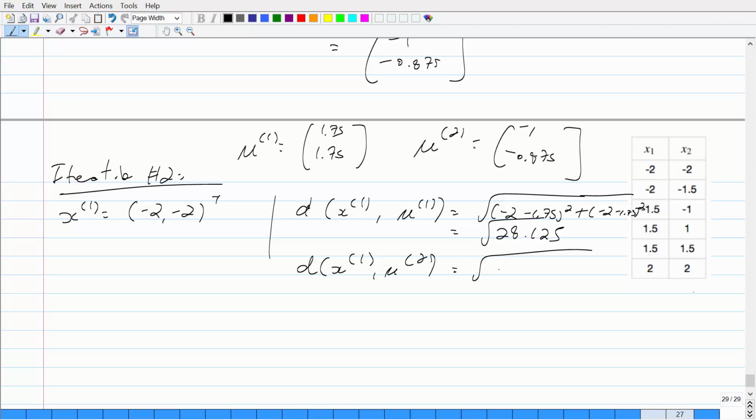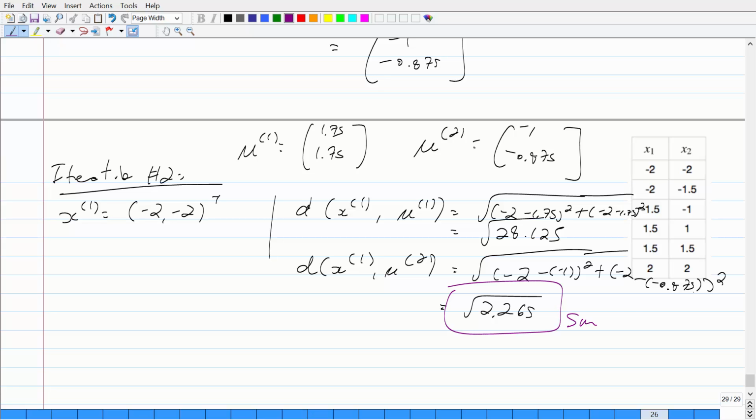When you calculate the distance to the next centroid, we have -2 minus -1, and then plus -2 minus -0.875. This is equal to 2.265. So which one of these is smaller? Obviously this one is smaller. So the membership is assigned to cluster number 2.